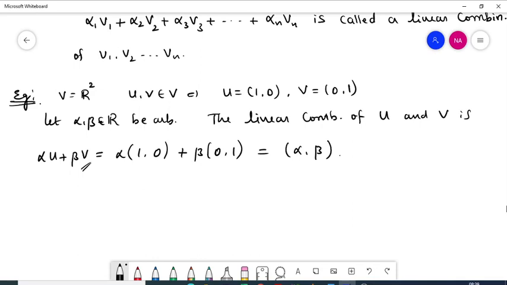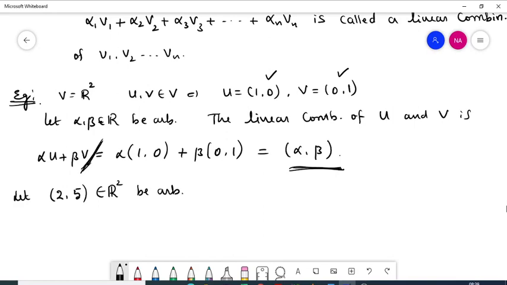So for any two elements alpha and beta in R, the linear combination of these two particular elements is alpha u plus beta v. This actually gives you (alpha, beta). So this is the linear combination of u and v. Now let us take an arbitrary element of R square. We'll take (2, 5) belonging to R square, be arbitrary.